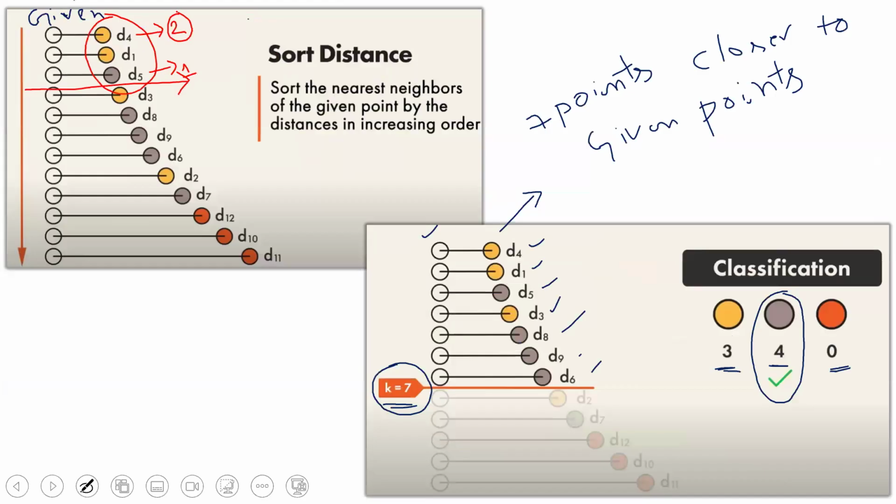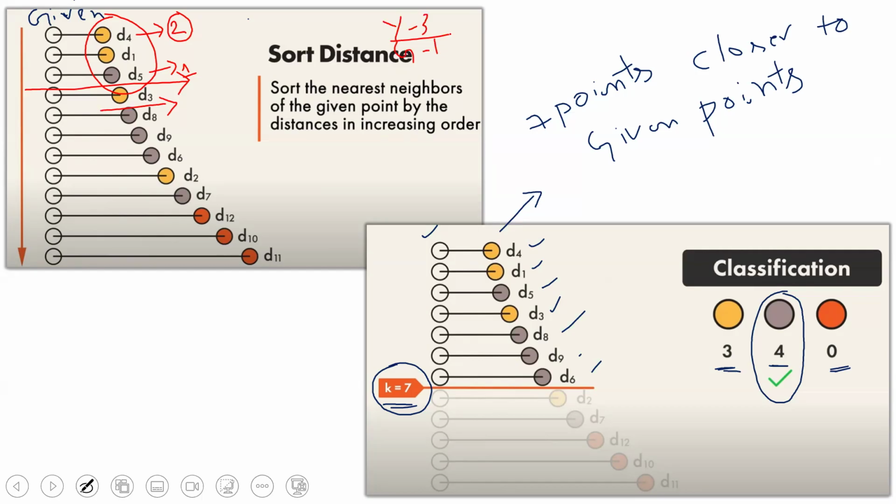Okay. So if you are going to take 4, what happens? 3 and 1. So yellow is 3 and the gray is 1. So we are going to assign the class to yellow. So that is how KNN decides the class of the given point.